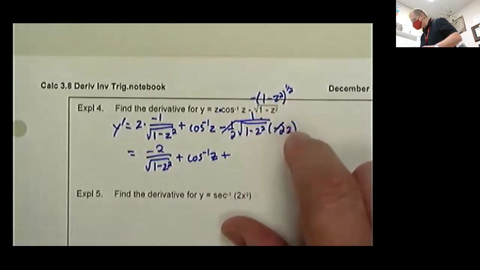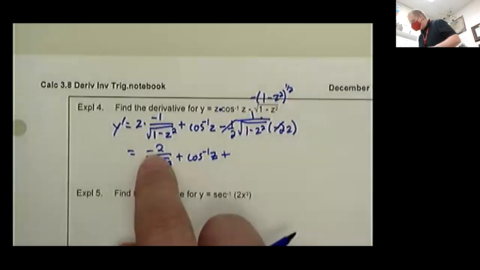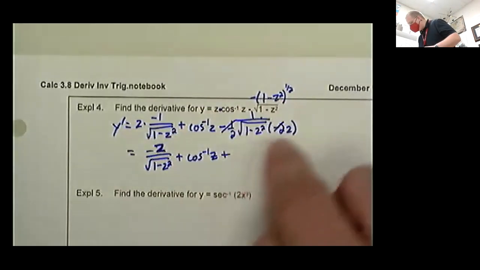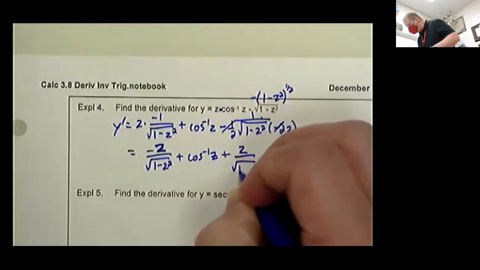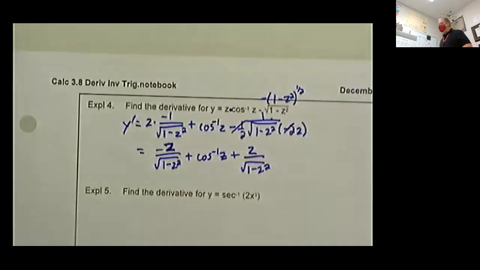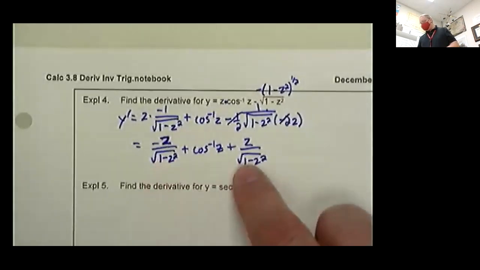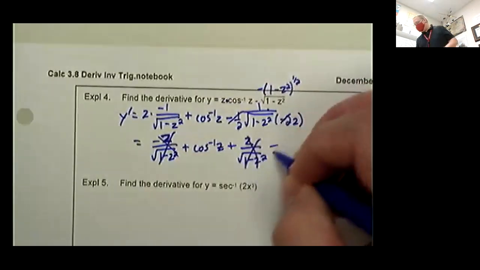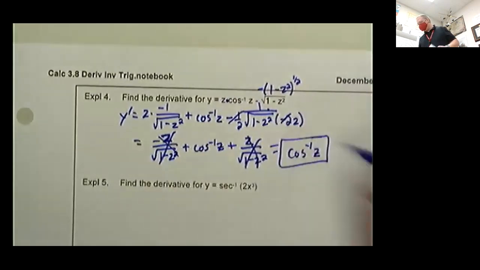So that, what are we left with? I can't even read my writing. That's a z, not a 2. So this was a z. Here the 2's canceled, the z did not. So we have z over square root 1 minus z squared. That's what we're going for. Then what do you notice about the minus z over square root of 1 minus z squared plus z over square root of 1 minus z squared? That's right, they cancel. So our final answer is cosine inverse of z.